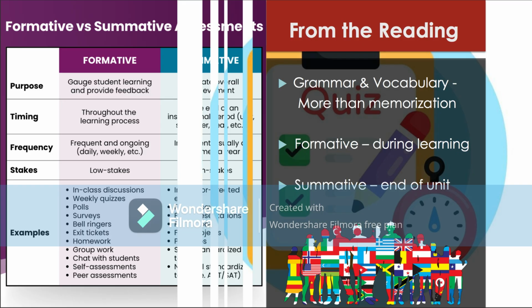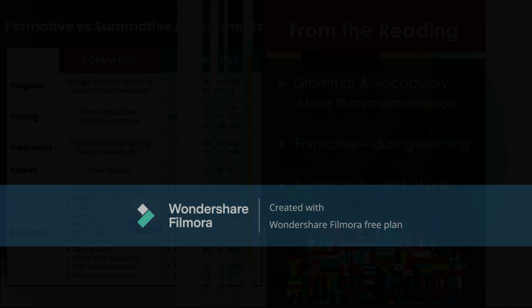There are two main ways to assess grammar and vocabulary. The first one is formative assessment. This happens while students are still learning. It helps teachers give feedback and make changes to improve learning. The second one is summative assessment, which happens at the end of a unit or lesson to check what students have learned. For example, giving a student a short grammar quiz during the week is formative, but a big writing test at the end of the unit is summative. Both types are important because they show progress and help us understand what our students really know and can do.